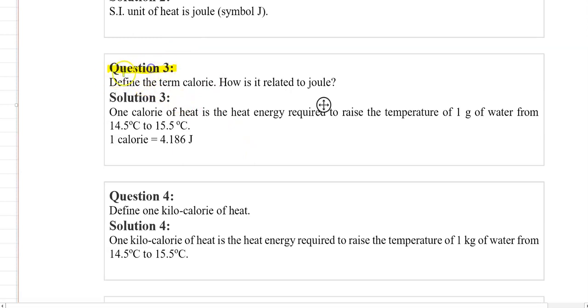Define the term calorie, and how is it related to joule. Calorie means the amount of heat energy required to raise the temperature of 1 gram of water by 1 degree C. The actual definition is the heat required to raise the temperature of 1 gram of water from 14.5 degrees centigrade to 15.5 degrees centigrade, because the amount of heat energy required from, let us say, 5 degrees to 6 degrees is not equal to the amount of heat required to increase the temperature from 90 degrees to 91 degrees centigrade.